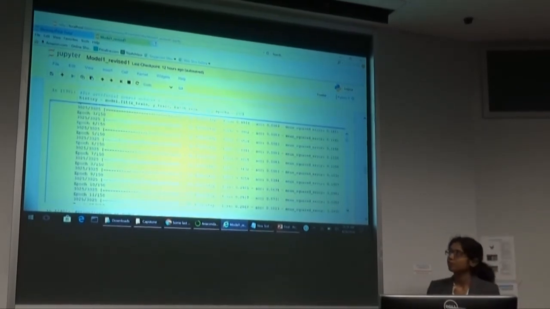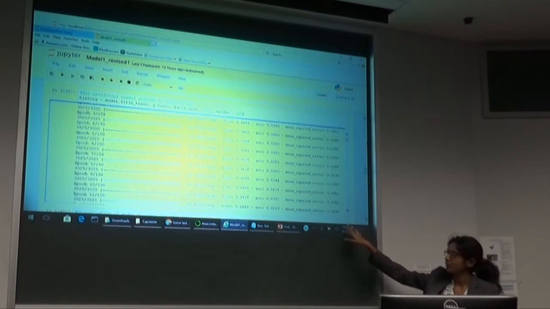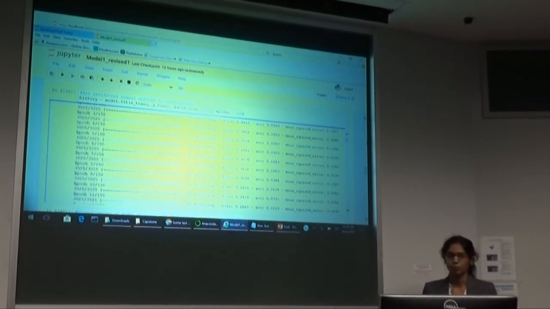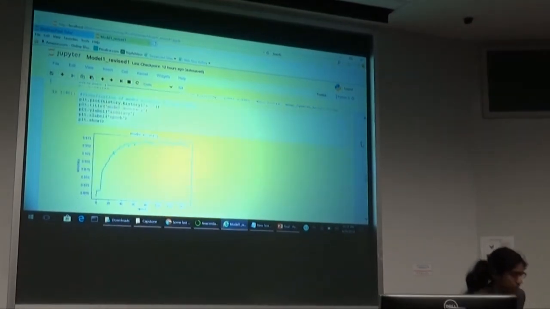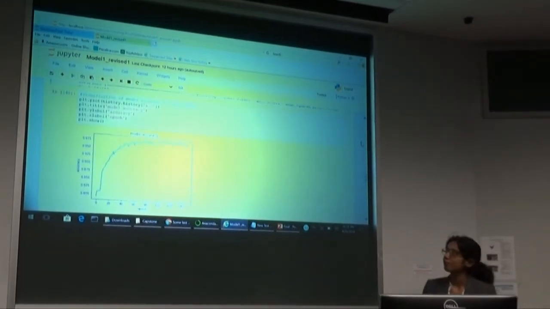So this is where we fit the model to the data set, and this is the accuracy level of the model. This graph shows the accuracy of the model increasing. On the x-axis we have epochs, and as the epochs are increasing, the accuracy is also increasing.